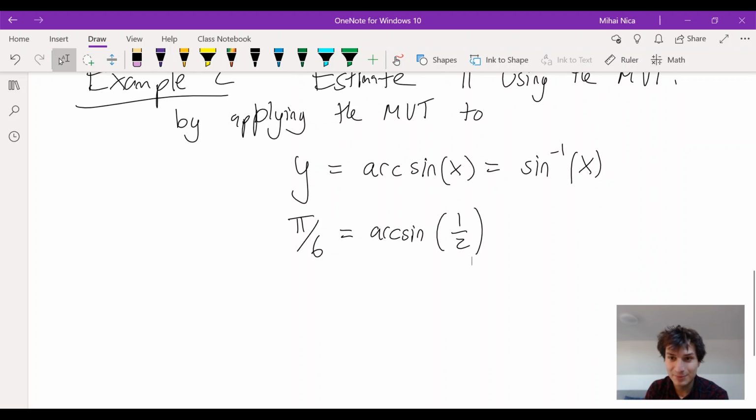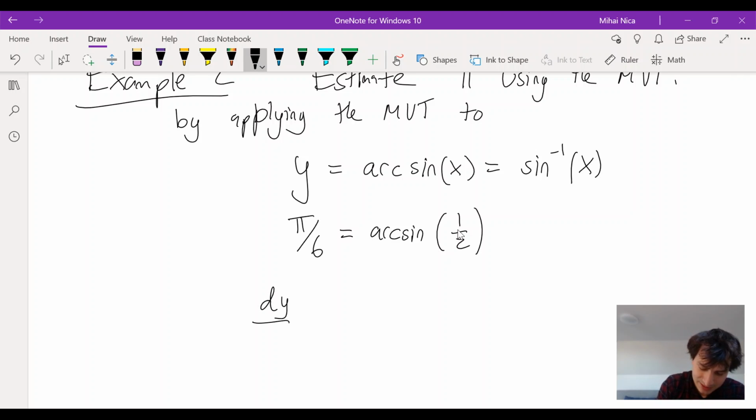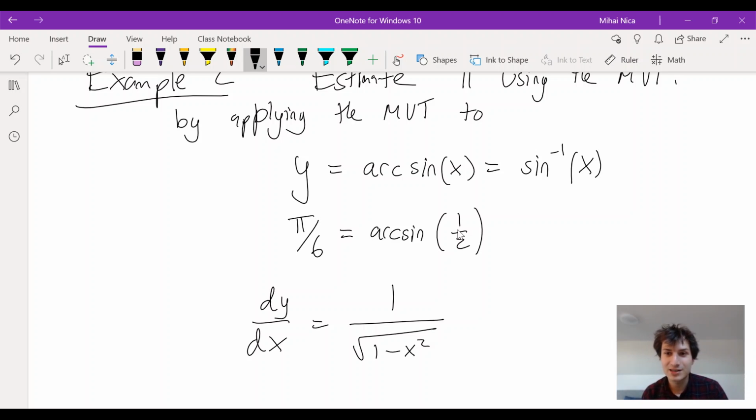And the other fact that I'm going to need, and I'll show this fact at the end of the video if you want me to do it from scratch, I think a lot of people know this fact, is that dy dx is equal to 1 over square root of 1 minus x squared. So this is a fact about the arcsine function. Its derivative is 1 over the square root of 1 minus x squared.